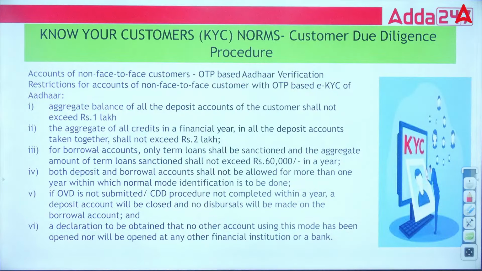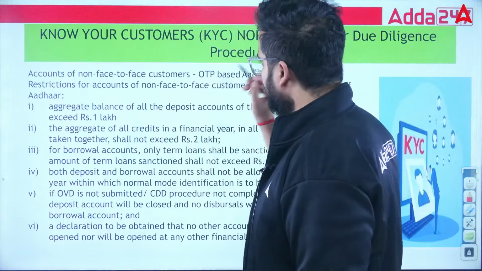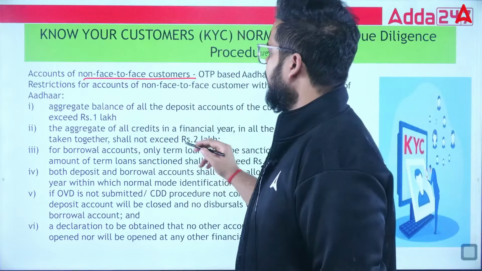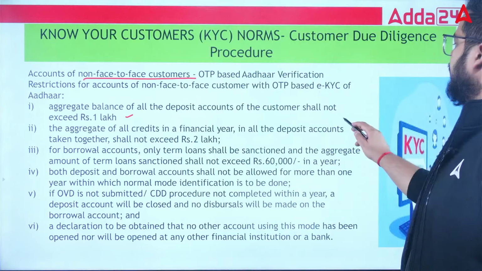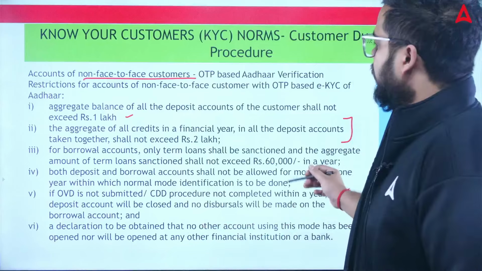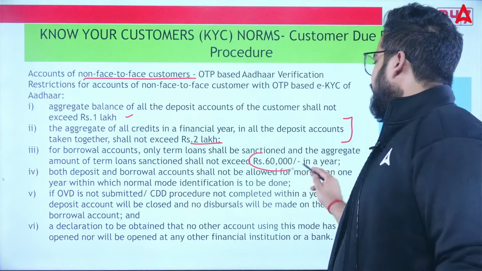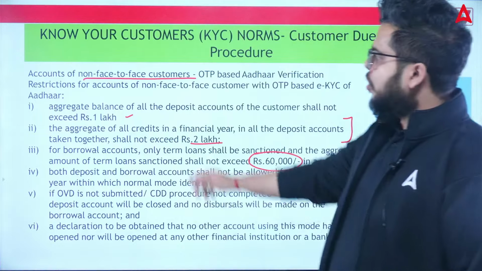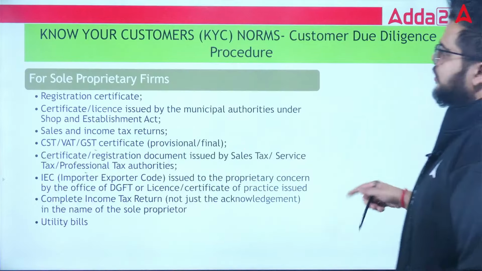Then the limits here in CDD, what all are important when we talk about the accounts of non face-to-face customers. So the aggregate balance cannot go beyond 1 lakh, and the aggregate credit over the entire financial year cannot exceed 2 lakh. When we talk about the 60,000 amount, that is the maximum loan amount you can have when you have opened the non face-to-face customer OTP based account, fine, for the KYC.